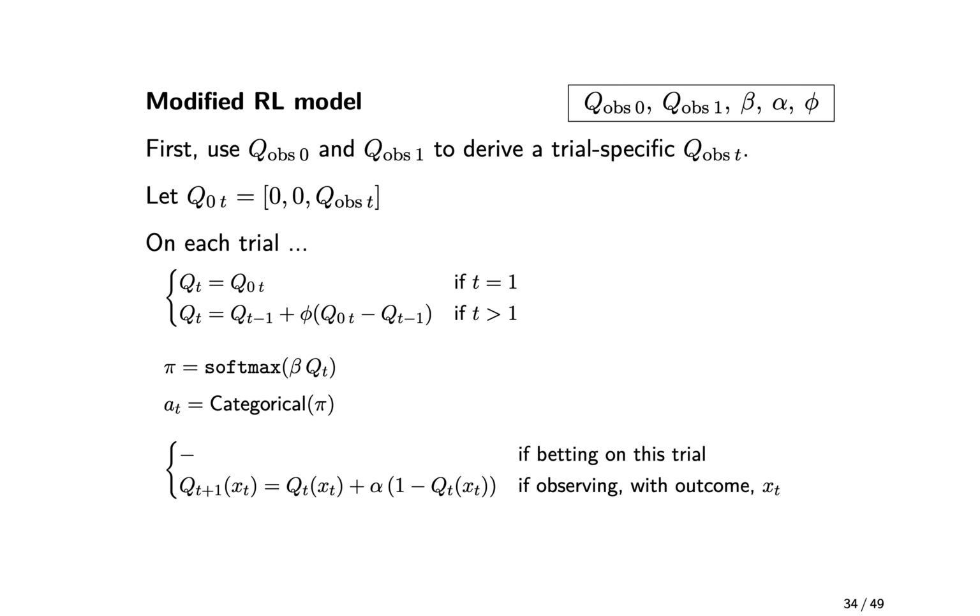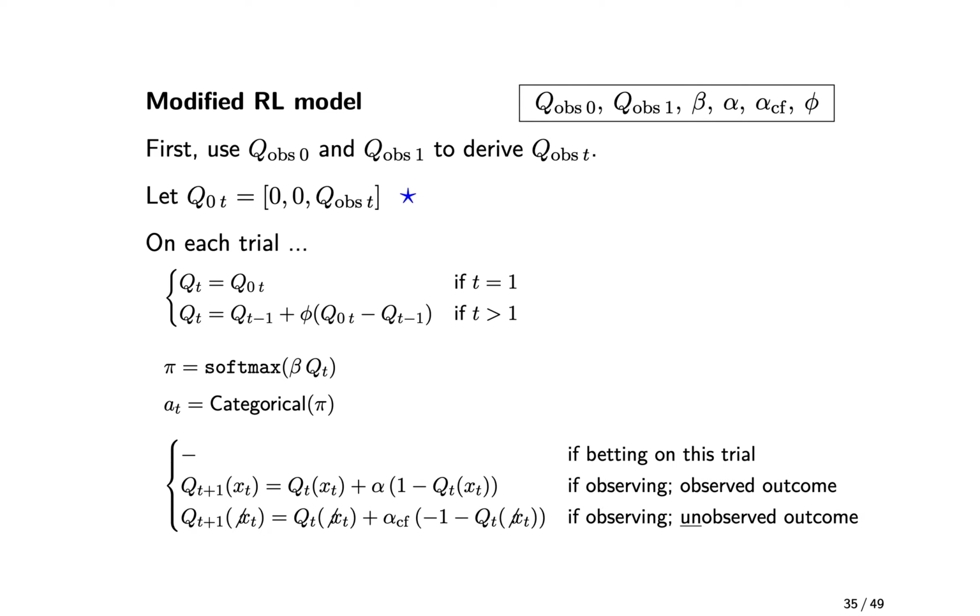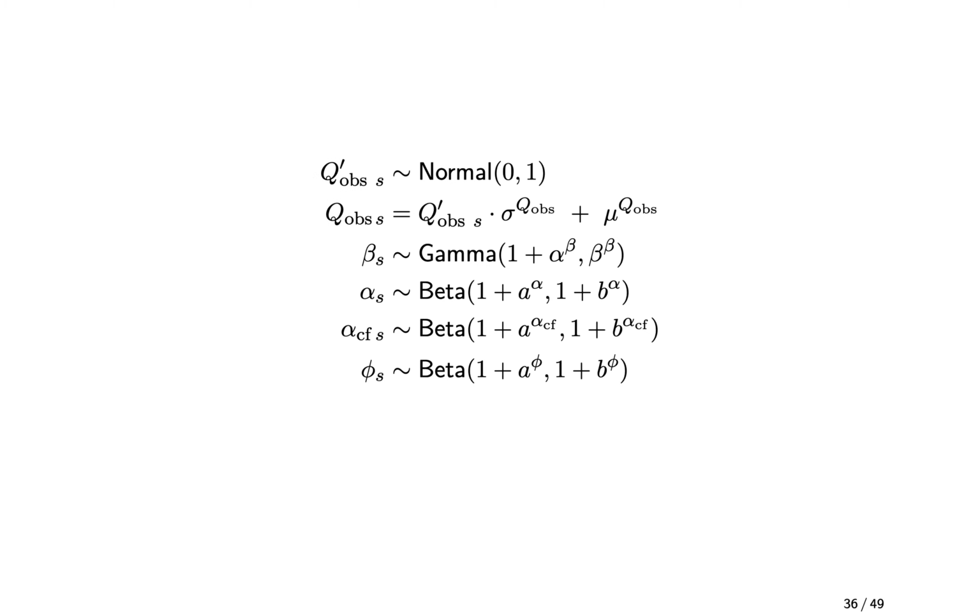I also considered a model where this boosted observation value decreases over time, and models with counterfactual learning in case participants are also learning from the outcome that was not observed. The idea is that if the participant sees an orange light, they not only think, if I had bet on orange, I would have earned a point, but they also think, if I had bet on blue, I would have lost a point. Here's some priors.